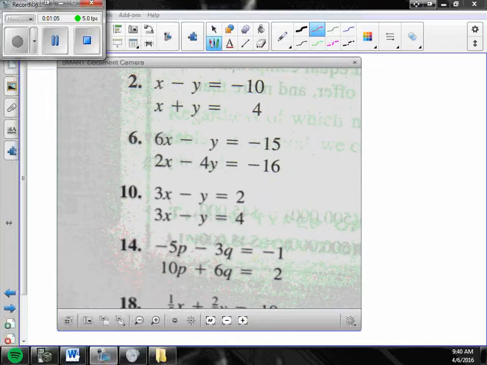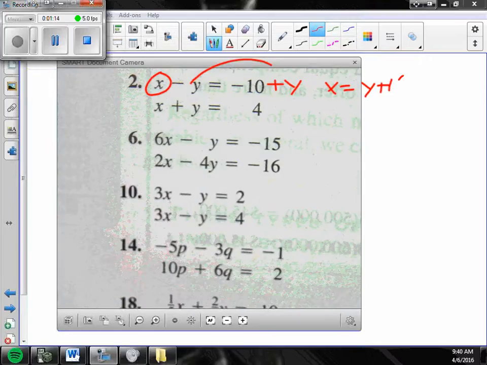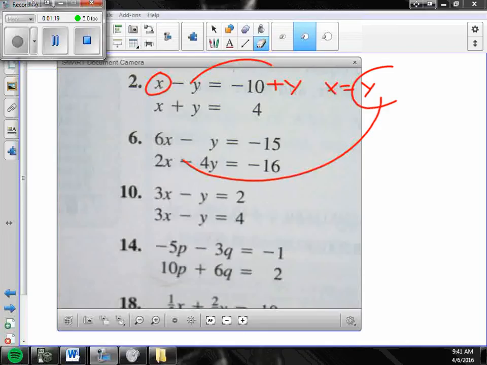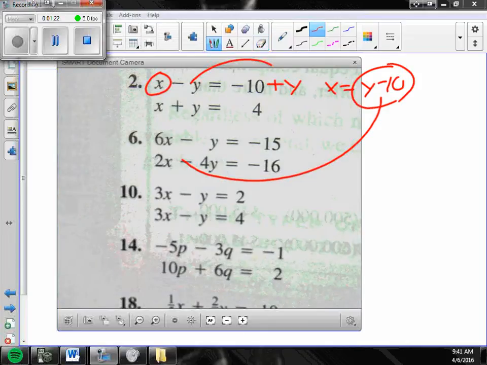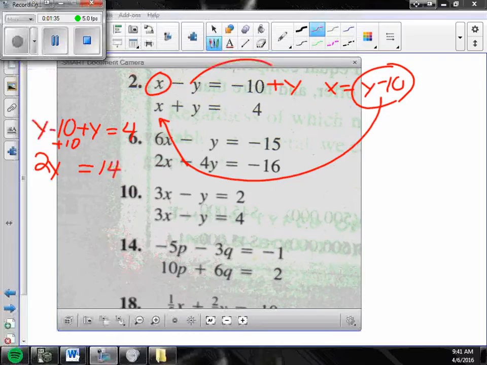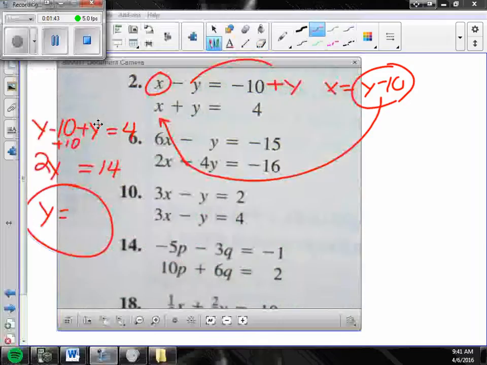So let's isolate this. I'm going to move the y over by addition. So I get x equals y plus 10, and then I substitute it. Minus 10. Thank you. So I'm going to substitute that in for x. And y minus 10 plus y equals 4, which means 2y equals, we're going to add 10, 14. So y equals 7. What does that number tell me?